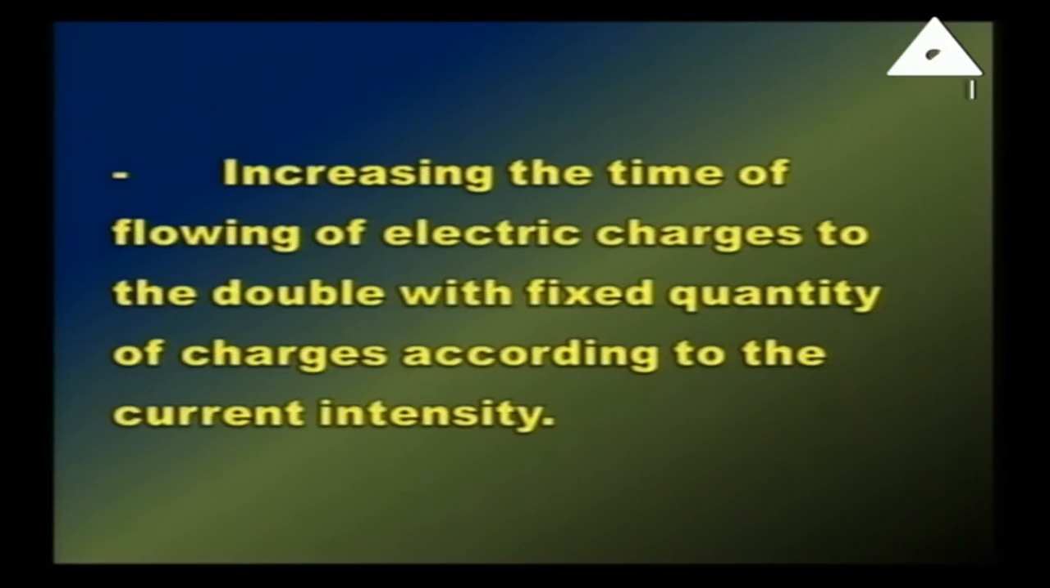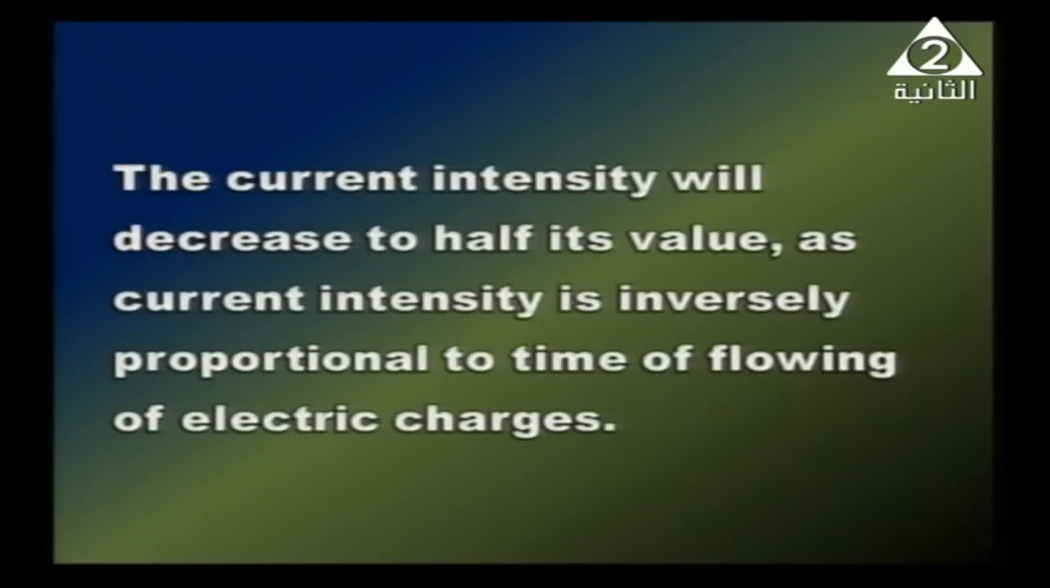What will happen if the time of flowing of the electric charge is doubled with a fixed quantity of charges, according to the current intensity? The electric current intensity will decrease to half its value, as the current intensity is inversely proportional to the time of flowing of a constant electric charge.